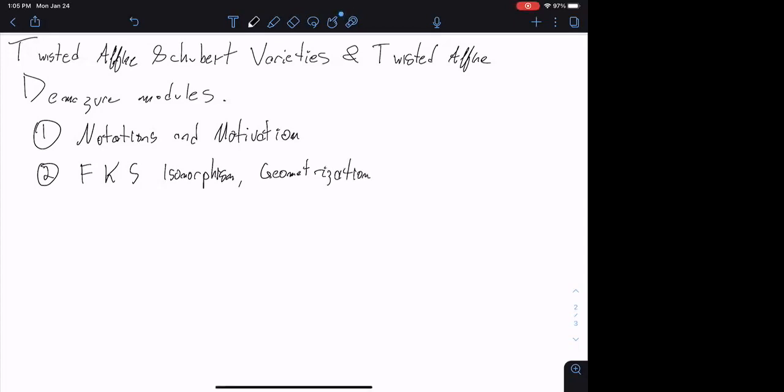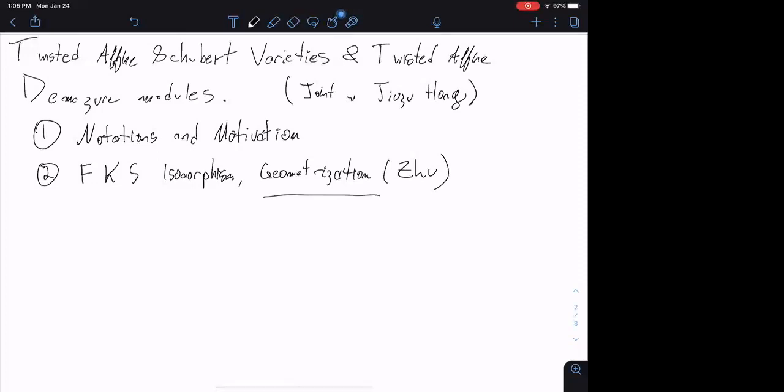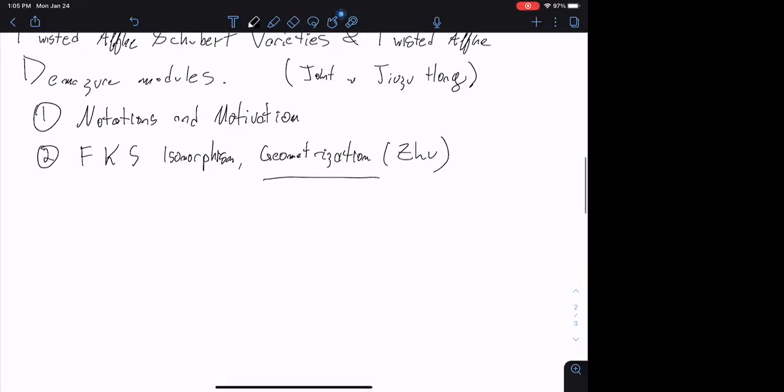So the geometrization of this isomorphism was done by Zhu in the untwisted setting. And so the goal of this work, I should briefly mention, of course, that all of this work is joint with Juzhu Hong. This is a result in the untwisted affine Schubert variety world, and the aim is to generalize it to the twisted case.